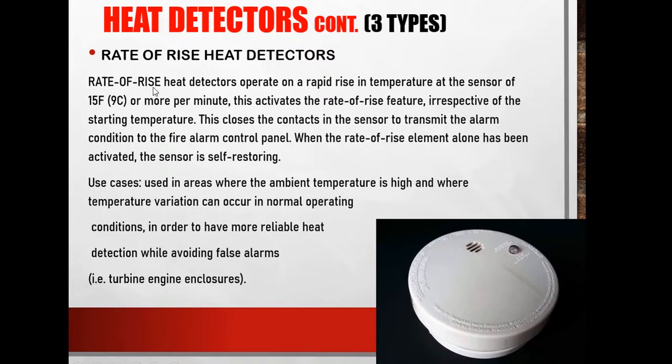So I'll just give you the definition. Rate of rise operates on a rapid rise in temperature at the sensor of 9 degrees centigrade or more per minute. So if the temperature is increasing at 9 degrees centigrade every minute, this activates the rate of rise feature irrespective of the starting temperature. The starting temperature might have been 150 degrees centigrade, but when it starts going much higher than that very rapidly, then you know something is amiss. This closes the contacts in the sensor to transmit the alarm condition to the fire alarm control panel. When the rate of rise element alone has been activated, the sensor is self-restoring. So once it picks it up, it goes back to its normal temperature.